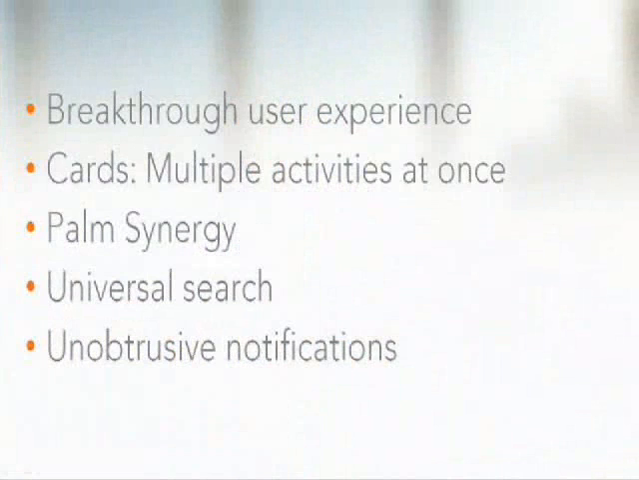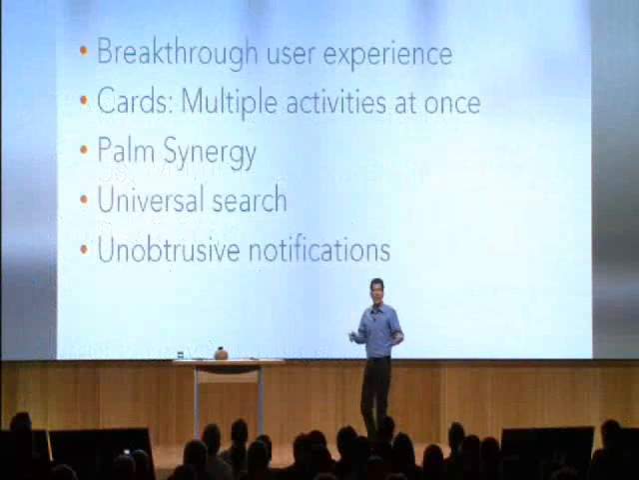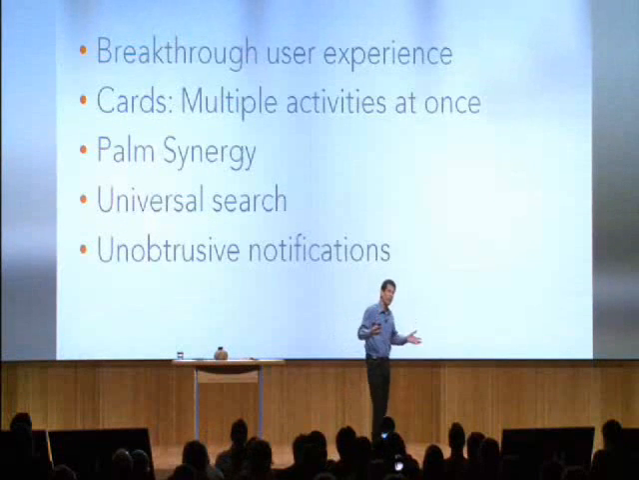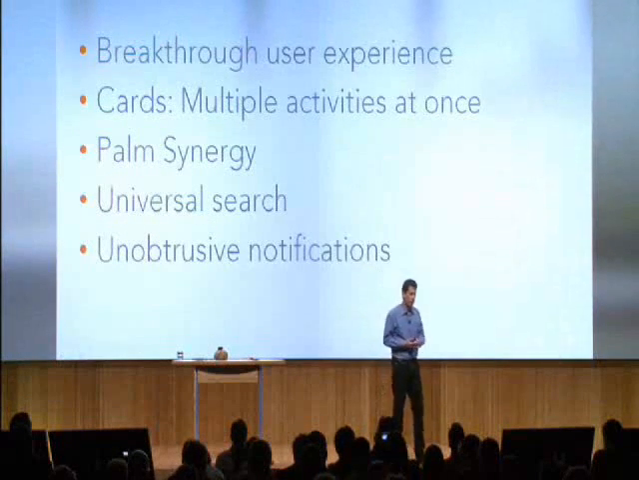So let's recap and look at all the things you've seen today that are new. Breakthrough user experience. Palm Synergy, I think that's just huge. Universal search. One of my personal favorites is unobtrusive notifications. I am so tired of hitting dismiss, dismiss, dismiss. And then be able to do multiple activities at once. Be able to take an interrupt, deal with it, and then go back to where you left off.